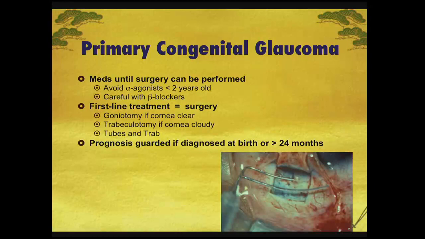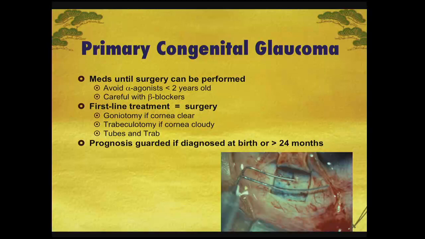Medications can be initiated until surgery is performed, but surgery really is the first line treatment. It should be done very quickly. You do want to avoid alpha agonists in children less than 2 years of age because they can cross the blood-brain barrier. It's been associated with hypotension and apnea, so you really have to be careful about that. You also want to be careful using beta blockers in small children for obvious reasons.